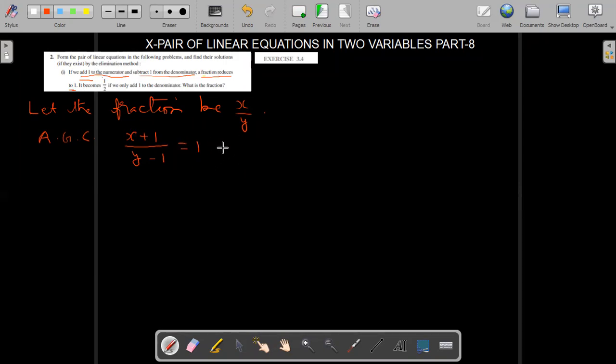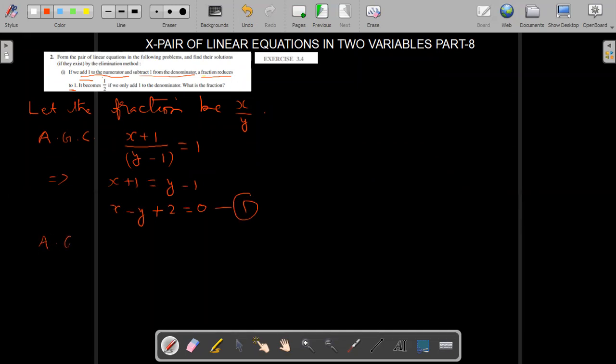You can solve now and get equation number 1. So x plus 1 is equal to y minus 1. We take x minus y on the left side, and minus 1 will become plus 1. So x minus y plus 2 is equal to 0. This is our equation number 1.